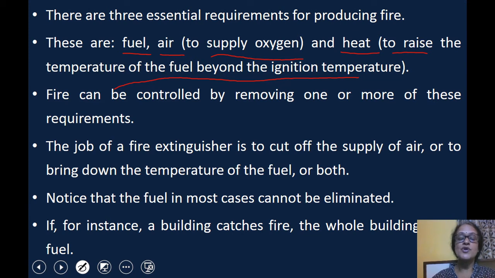Now, you want to control the fire. You can control the fire by removing either one of these three requirements or more than one requirements. So, what is the job of a fire extinguisher?